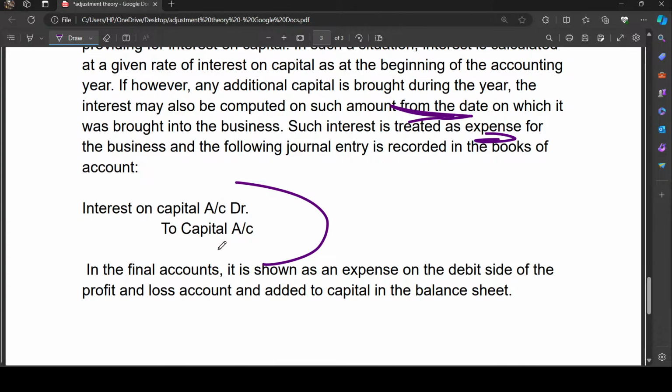In the final accounts, it is shown as an expense on the debit side of the profit and loss account, and it is added to capital on the balance sheet. That's it. These are the main adjustment theory, and it will be asking for 6 marks, so study it.